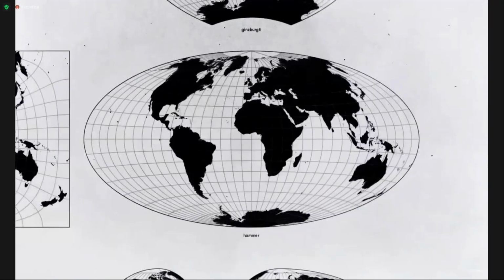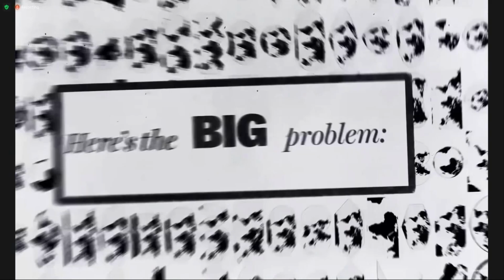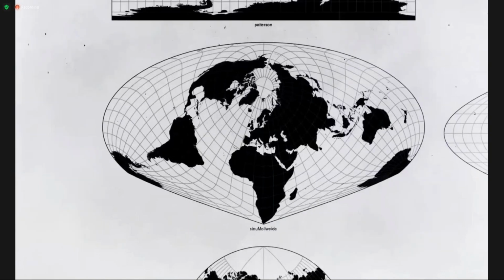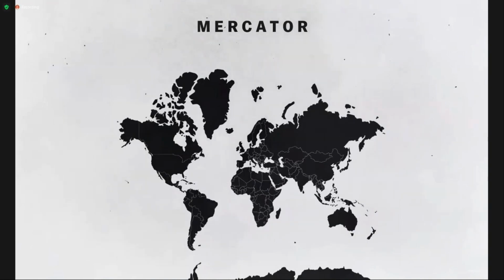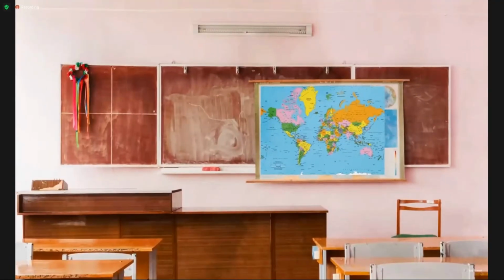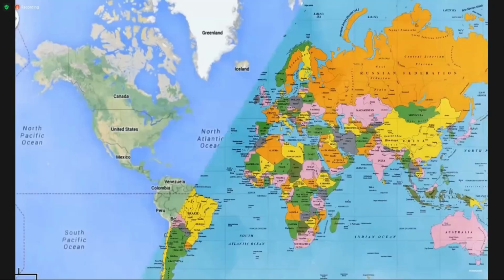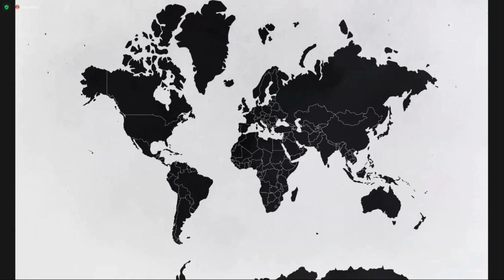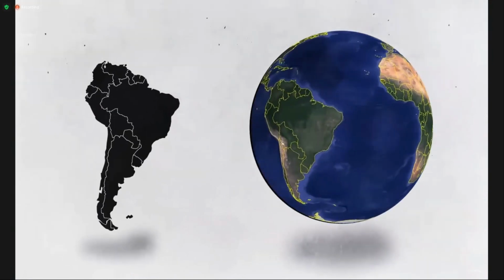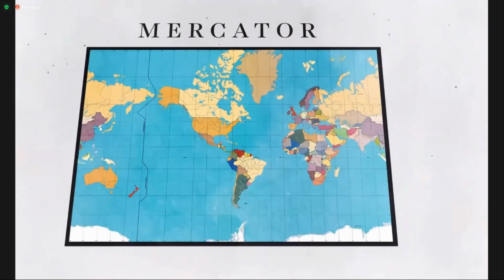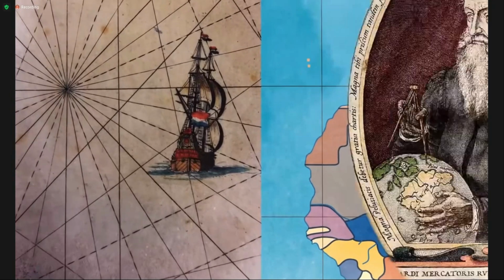And here's the big problem. Every one of these projections comes with trade-offs in shape, distance, direction, and land area. Certain map projections can either be misleading or very helpful depending on what you're using them for. Here's an example. This map is called the Mercator projection. If you're American, you probably studied this map in school. It's also the projection that Google Maps uses. The Mercator projection is popular for a couple of reasons. First, it generally preserves the shape of countries. Brazil on the globe has the same shape as Brazil on the Mercator projection. But the original purpose of the Mercator projection was navigation. It preserves direction, which is a big deal if you're trying to navigate the ocean with only a compass.